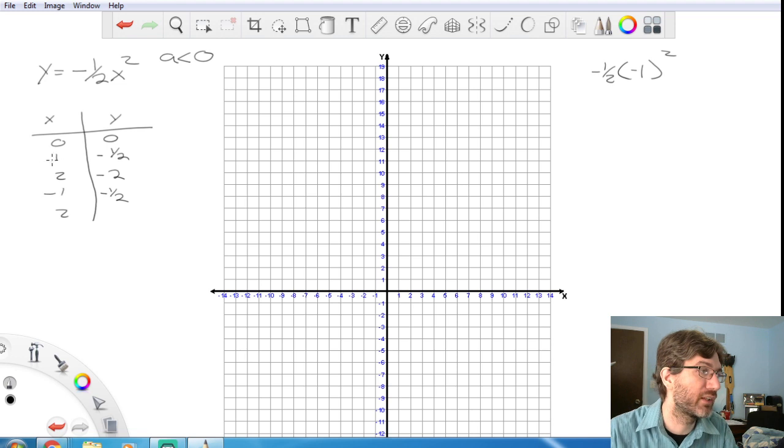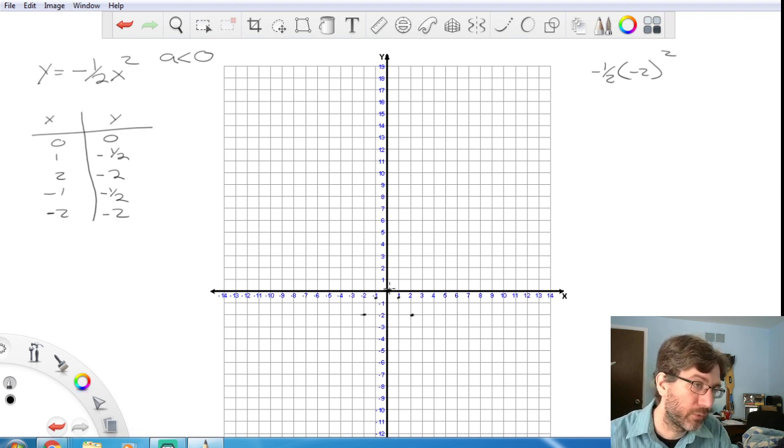And again, you should be seeing that symmetry happening. And this one here should be -2, but just to check it out, if I plug in -2 here, -2 squared is a +4. A +4 times a -1/2 gives you the -2. So we can go ahead and graph this. We have 0, 0, which is your origin. We have 1 and -1/2. We have 2 and -2. And we have the symmetry of that over here.